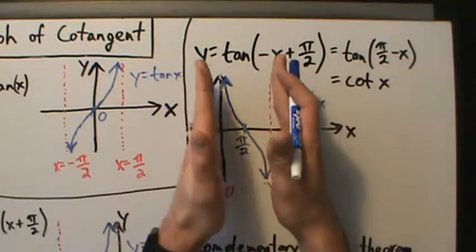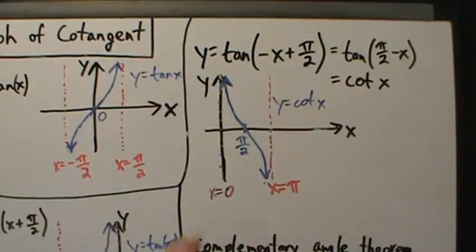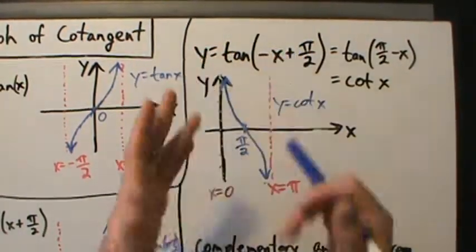So 0 to pi, it's this piece. Pi to 2 pi, it's the same piece. 2 pi to 3 pi, it looks exactly the same. 0 to negative pi, it looks exactly the same, and so on and so forth.